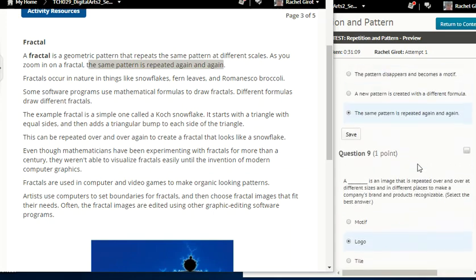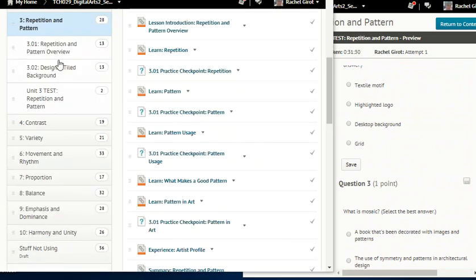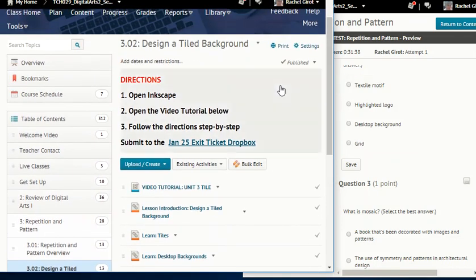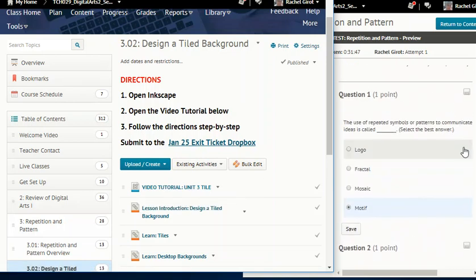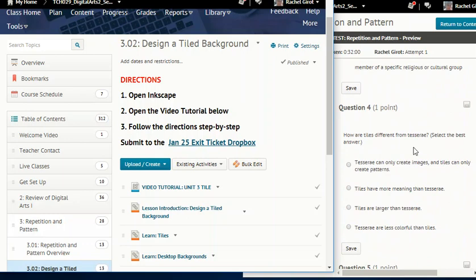And the rest of the questions that we haven't answered yet are going to be coming from the next unit, which is 3.02. And we actually did unit 3.02 in class last time, and this video tutorial right here, unit 3 tile, will also help you to answer the last questions, which were a blank is what is shown on the computer screen behind all the software programs and icons. So open up that video and you'll find the answer to that question there.